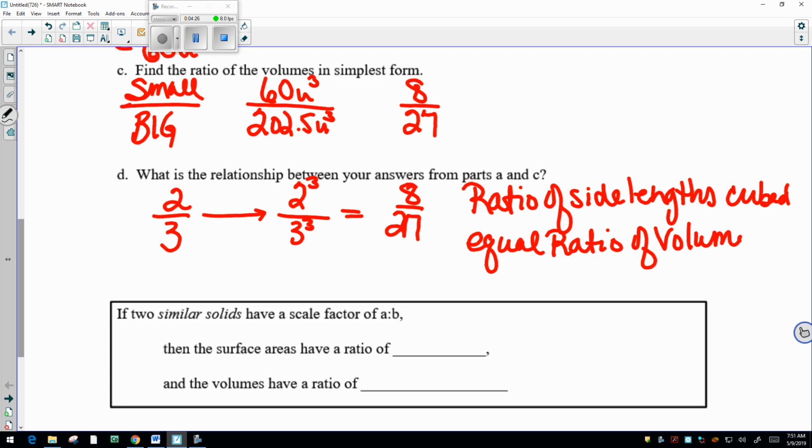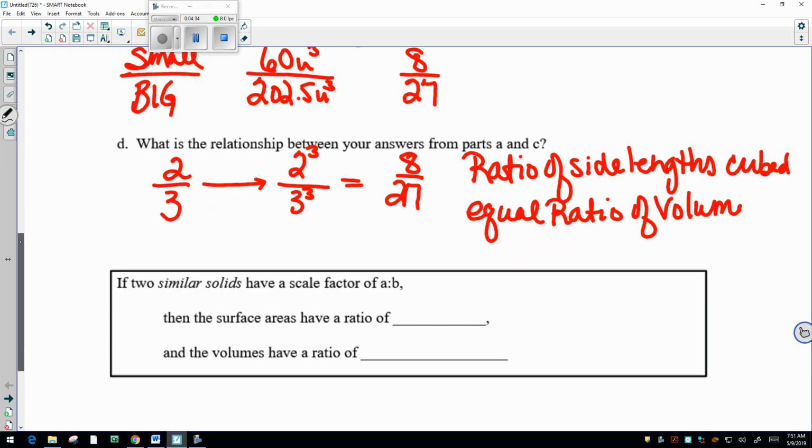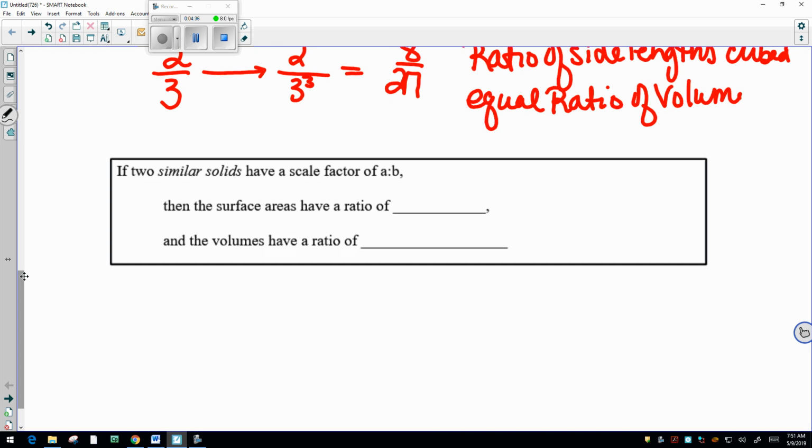So that's really helpful, because if we don't have a volume and we're trying to find it, as long as I know the side lengths, then I can find our volumes. Now, we looked at this before when we did area. We looked at this when we did perimeter.